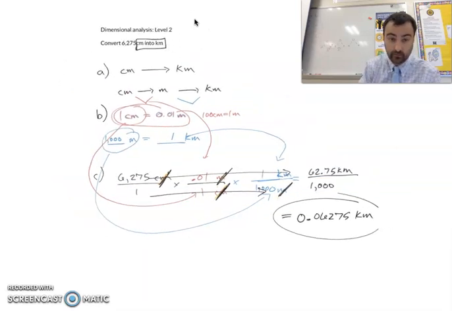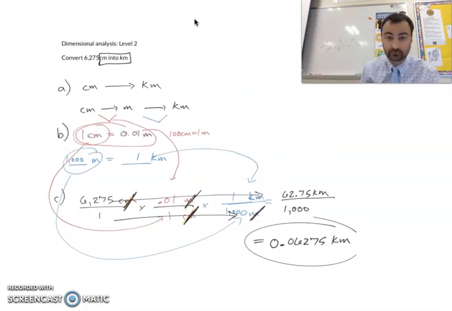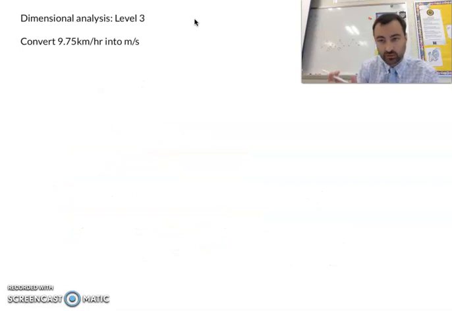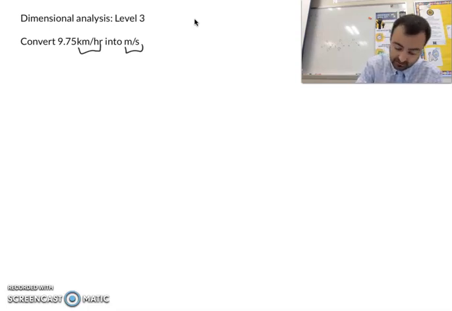Okay, that's level 2. Level 3 are the hardest ones. They have multiple dimensions. And sometimes these dimensions have multiple steps. But you can still follow your 3 steps for dimensional analysis by starting with the pathway.